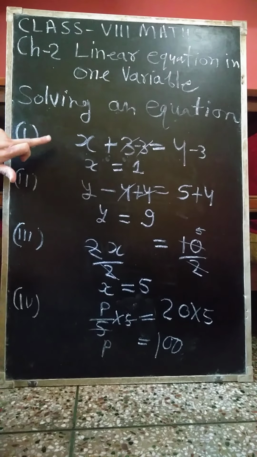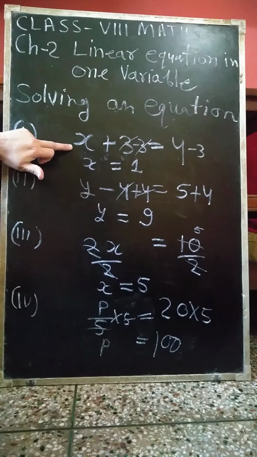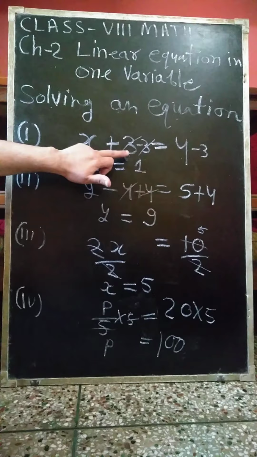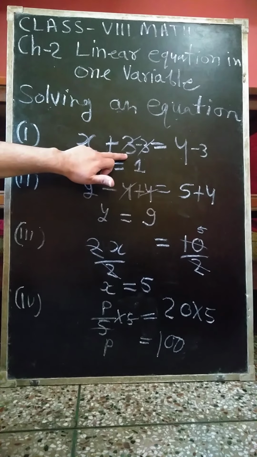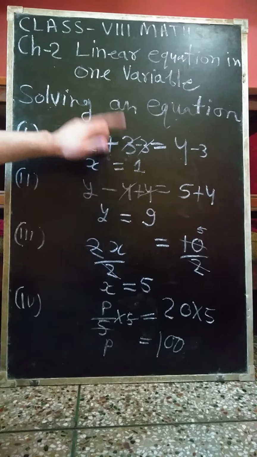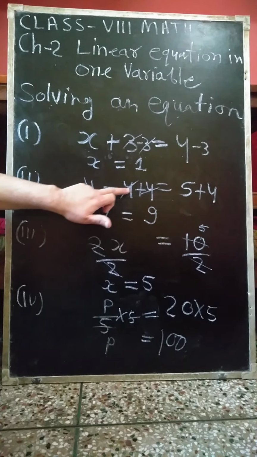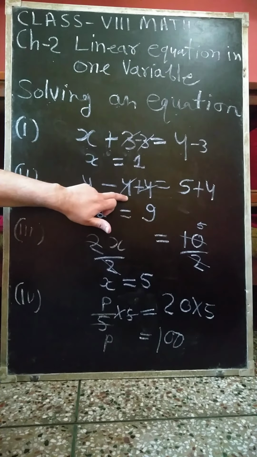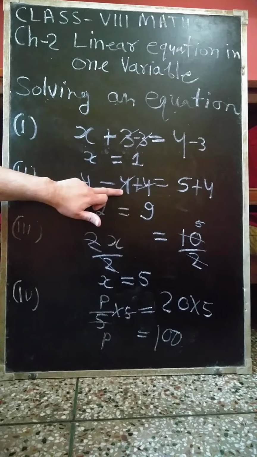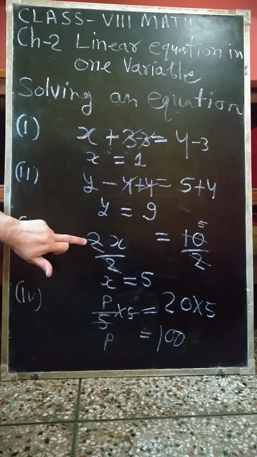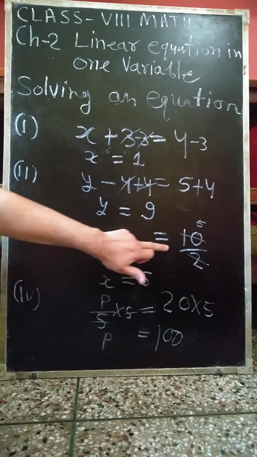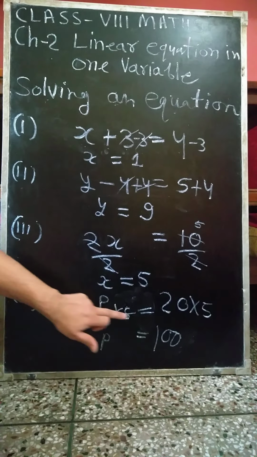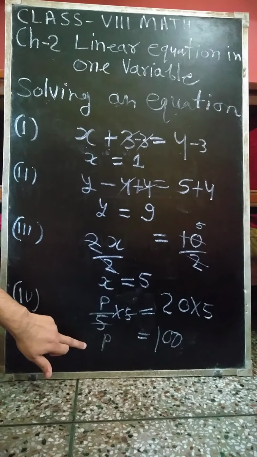So students, here are 4 situations. In one situation, plus sign, so subtract the same number from both sides. Here minus sign, so add the same number on both sides. Here 2 is in multiplication, so divide both sides by 2. Here 5 is in division, so multiply both sides by 5. Okay.